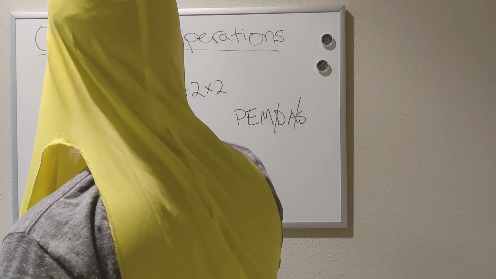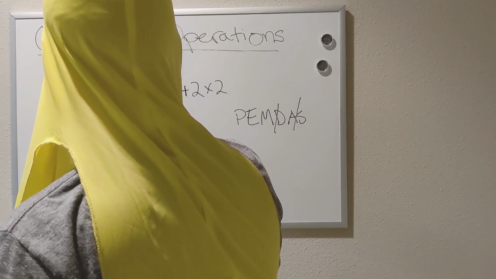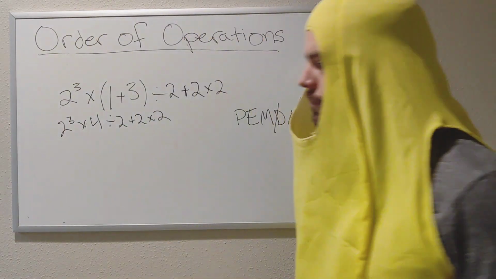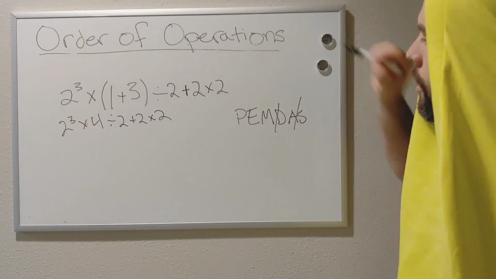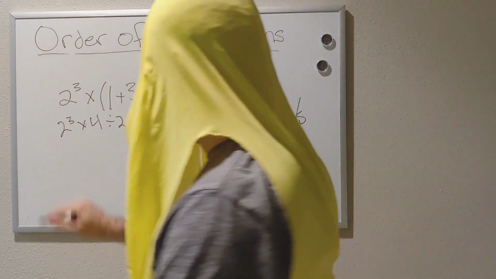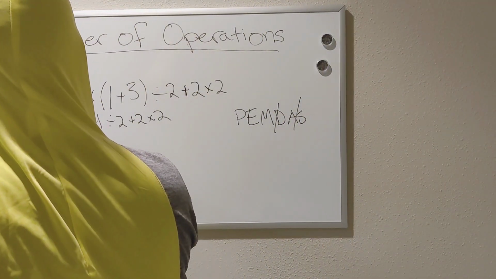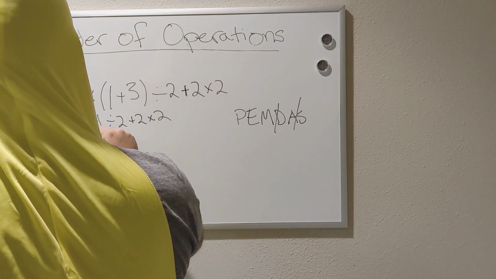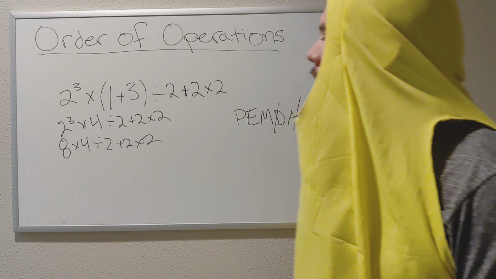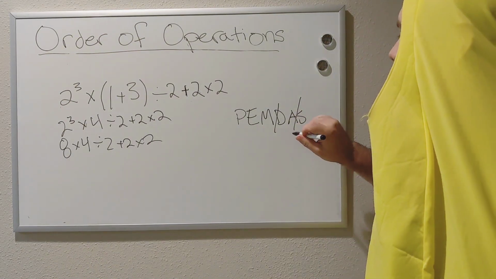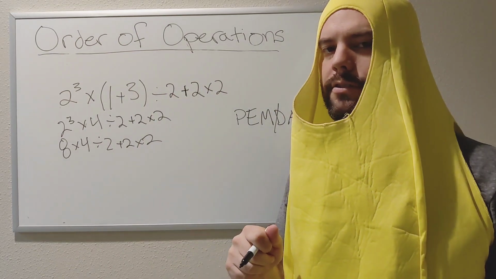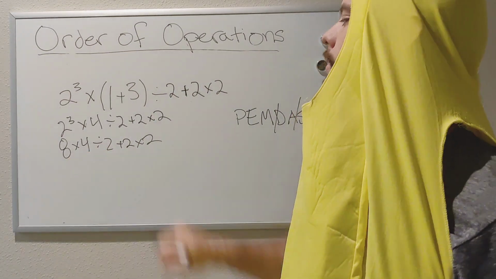I get 2 cubed times 4 divided by 2 plus 2 times 2. Okay. Do I see any exponents? Yes, I do. I see a 2 cubed. So let's go ahead and resolve that next. We get 8 times 4 divided by 2 plus 2 times 2. Continuing, let's see what we have next. We definitely have multiplication and division, and just like we talked about before, there is no priority. We're just going to work from left to right.